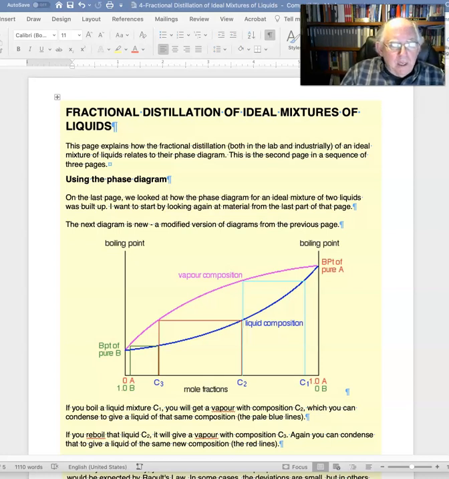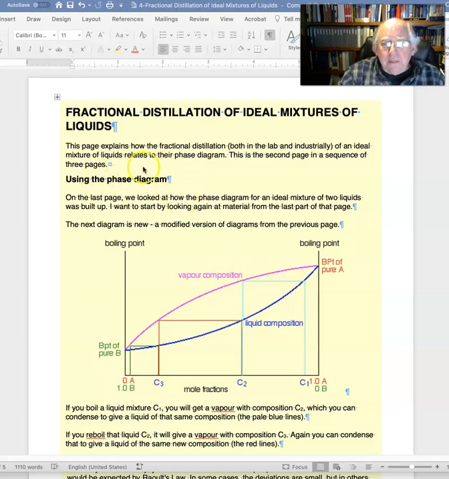Okay, in this fourth video, entitled Fractional Distillation of Ideal Mixtures of Liquids, we pretty much summarize what we just discussed in looking at Raoult's law. Basically this document explains how fractional distillation works, and we will try to identify in our own lab where these various things are happening as we go through the fractional distillation column.